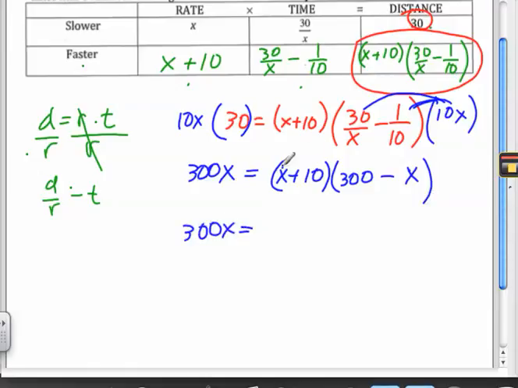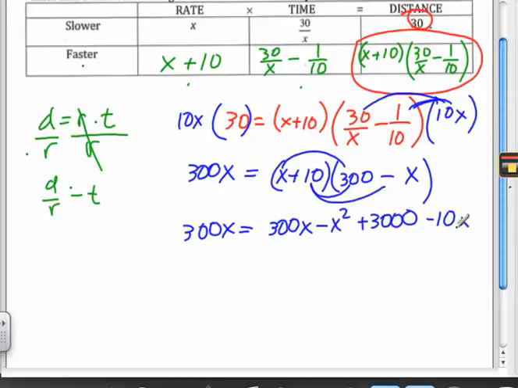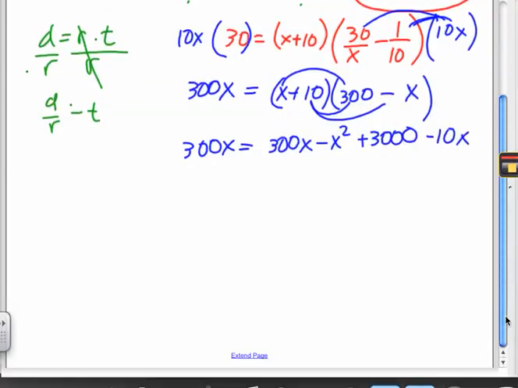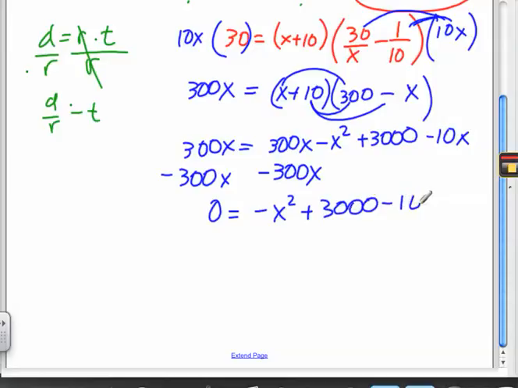300x is equal to, now guys, I've got to distribute, so I'm going to get 300x minus x squared plus 3,000 minus 10x. Okay, so I need to simplify some stuff here. I'm going to subtract 300x from both sides. That just goes away, and I've got 0 equals negative x squared plus 3,000 minus 10x.